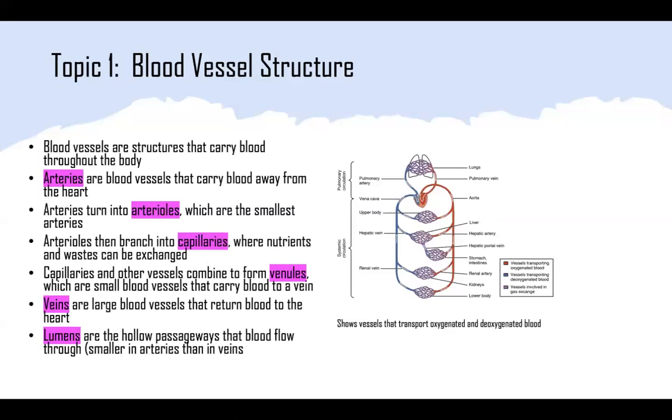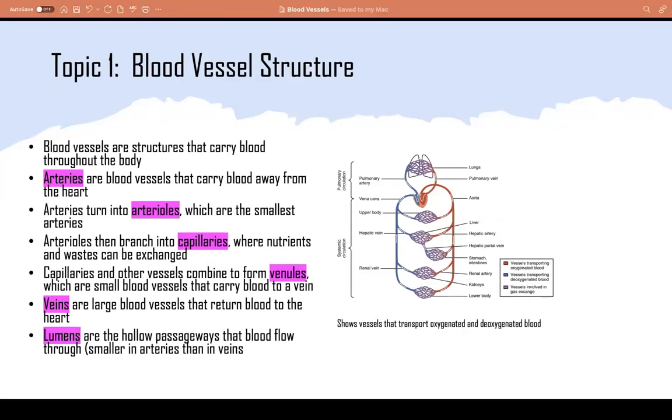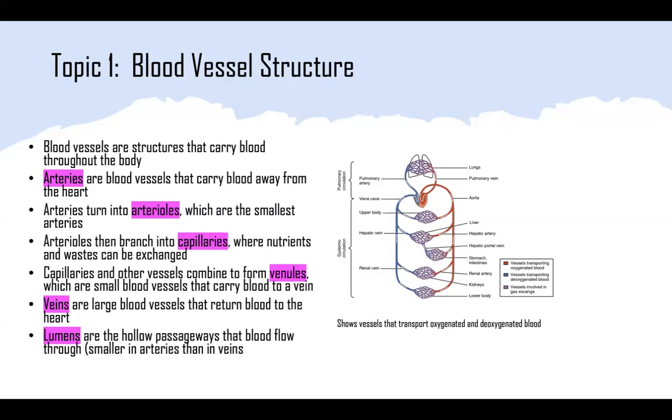They then branch into arterioles, which deliver blood into the capillaries, where nutrients and waste will be exchanged. Capillaries then carry blood to venules, which carry blood to a vein, which then returns the blood to the heart. With blood flowing through these vessels, there has to be a hollow passageway, which is known as a lumen. And this figure shows vessels that transport oxygenated and deoxygenated blood.